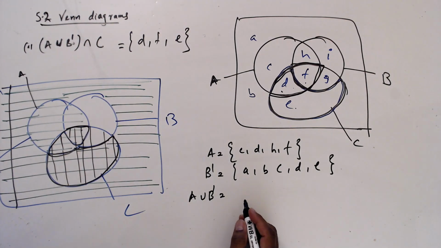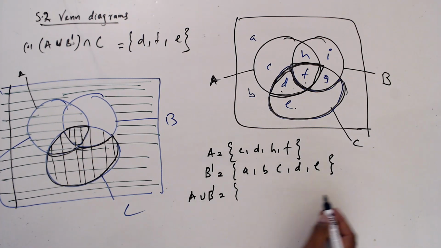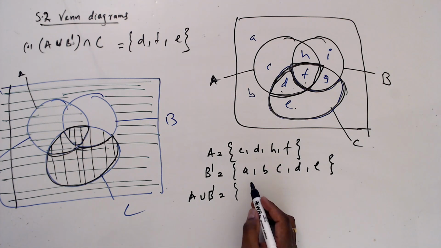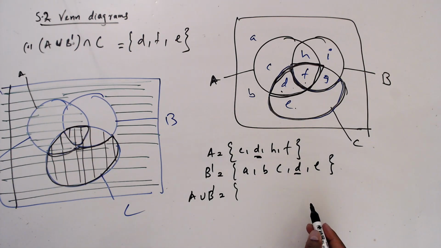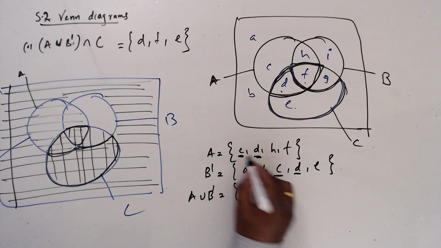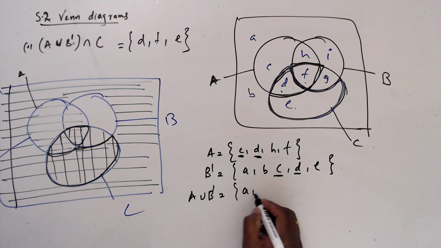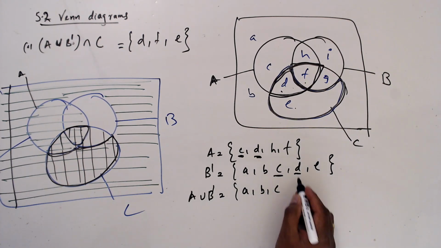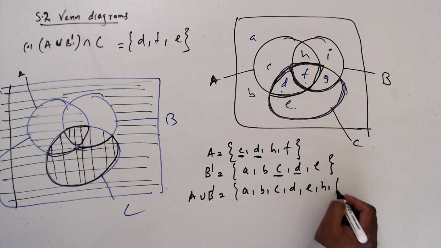Now you can add. This is going to be addition, but we have to avoid the repetition. So what are the repetitions? Any repetitions here? D is 2 times, and yes, C is 2 times. So we'll start writing A, B, C, D, E, and H and F.